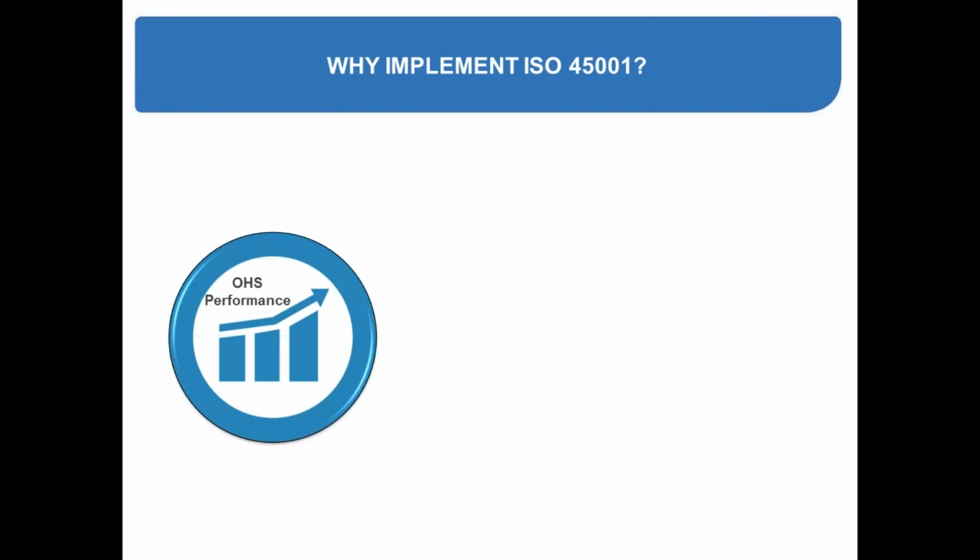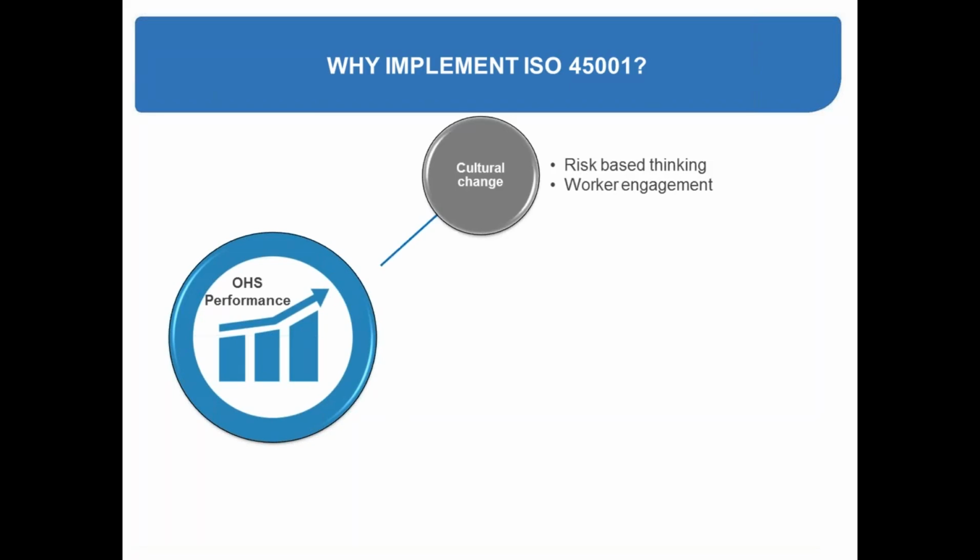One of the first questions could be, why would you want to implement 45001 if you haven't already got an occupational health and safety management system? Well, primarily both systems, both 18001 and 45001, are designed to improve performance in a structured and formatted way. With 45001, the primary thing is you may want to drive cultural change to improve that performance based on risk-based thinking and worker engagement.